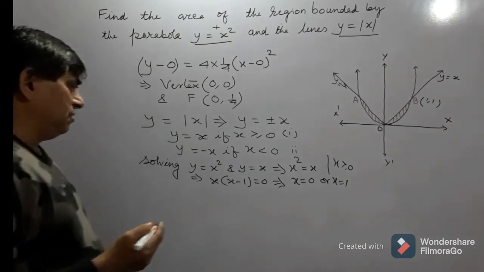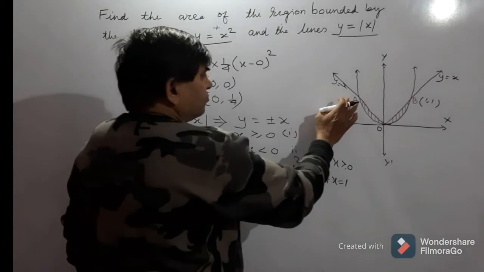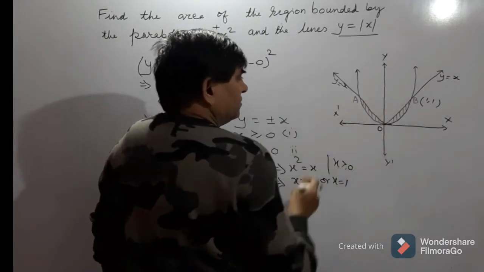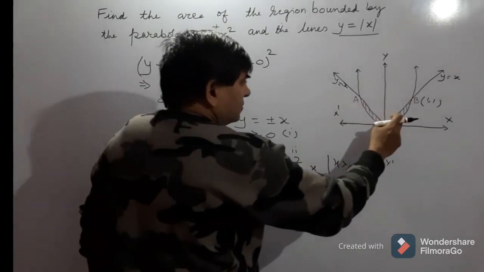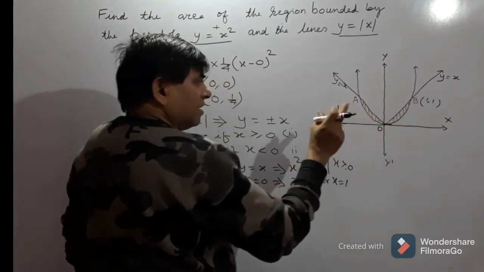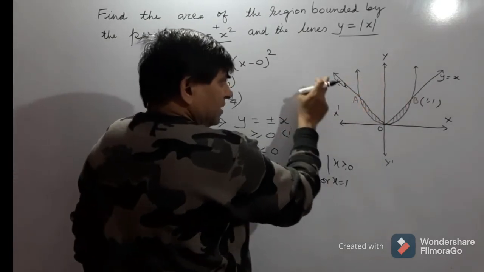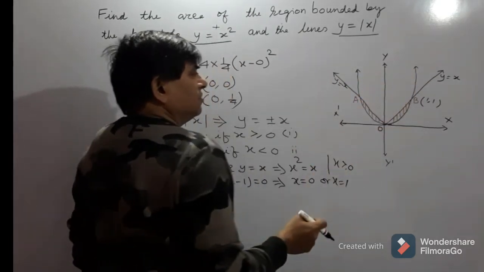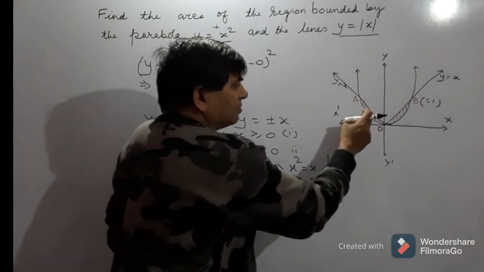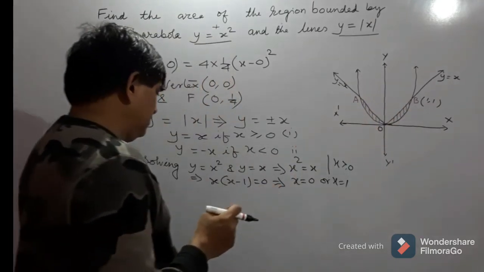Now this is sufficient, this point is not required because both the figures are symmetric. Area of this bounded area and this bounded area are equal. The curve is symmetric about y-axis, and the modulus lines are also symmetric about y-axis. So bounded area is also symmetric. So this area is equal to this area.